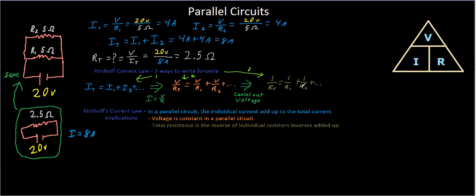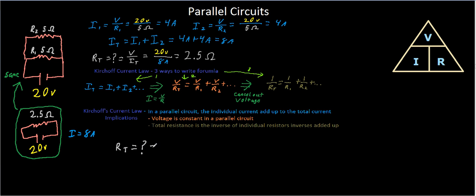So I wanted to make a quick video explaining how we can use this formula, this inverse resistance total formula, to get 2.5 ohms in our first example. So earlier we figured out that we could just do voltage divided by current total to get 2.5 ohms. But we could also use this formula. So we're going to go ahead and resolve for the resistance total.